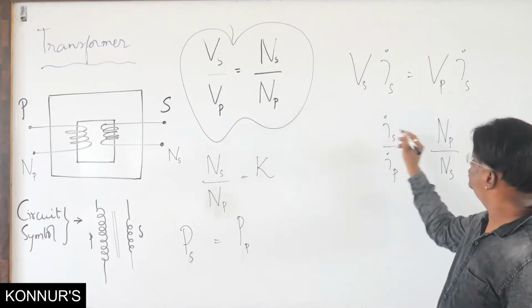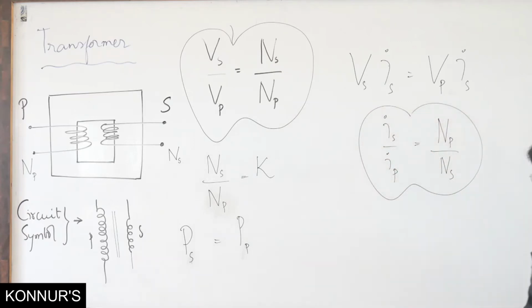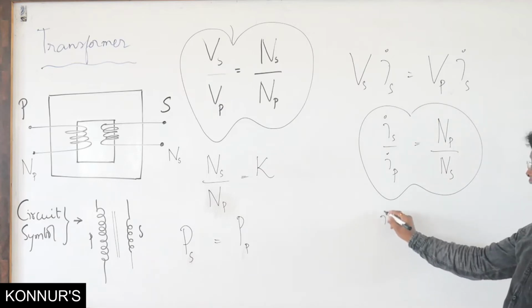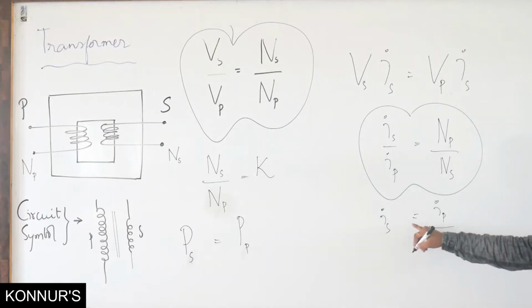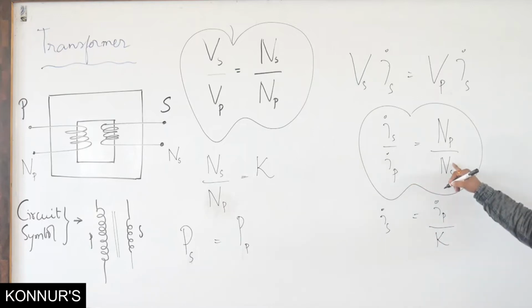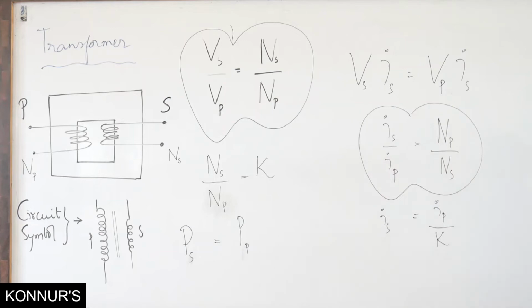Exactly, look at these two expressions, we will find the reciprocal results, right? Therefore Is is equal to Ip by K, we can write, right? Is is equal because this Ns by Np becomes K, right? Therefore Is is equal to Ip by K.